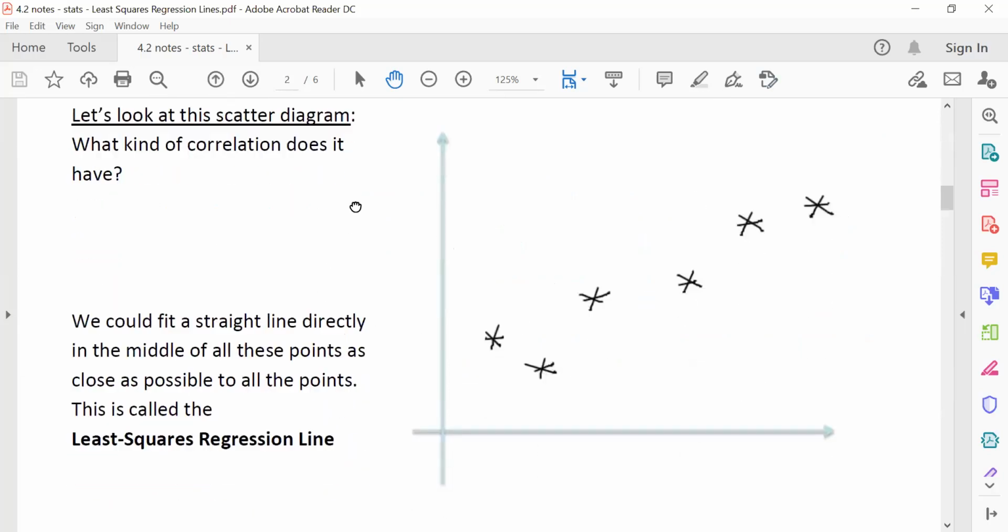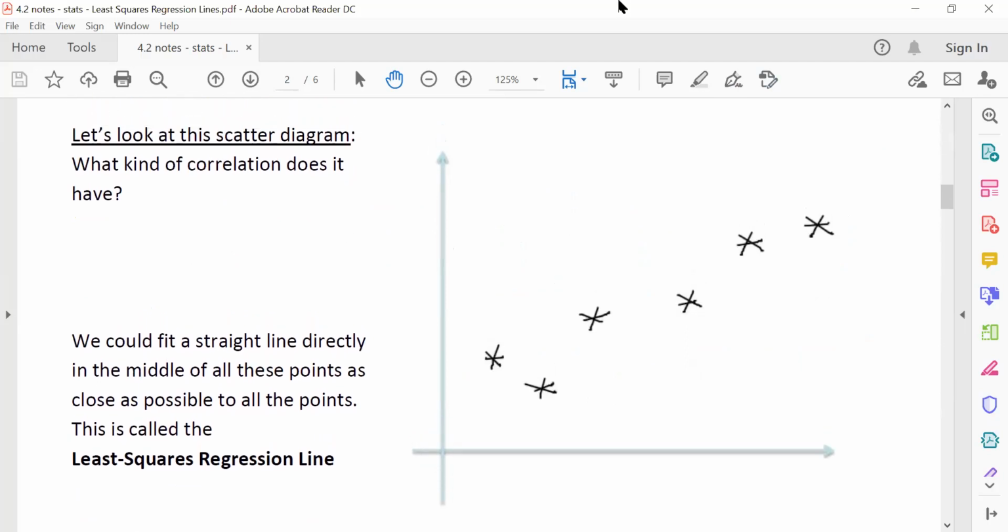So let's talk about the least squares regression line.